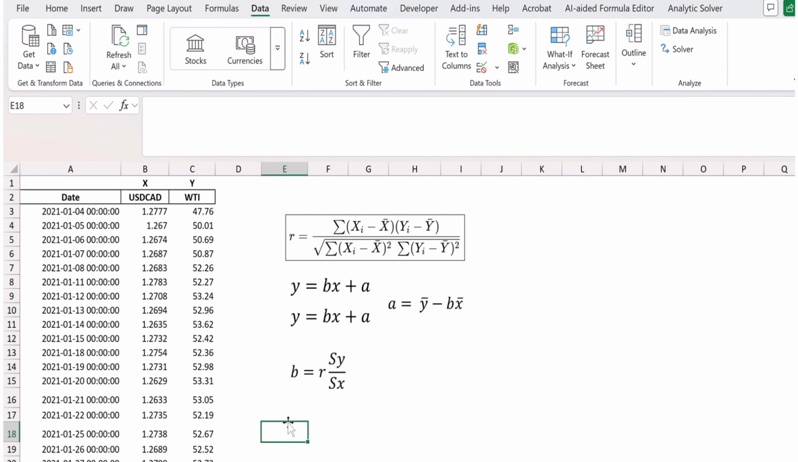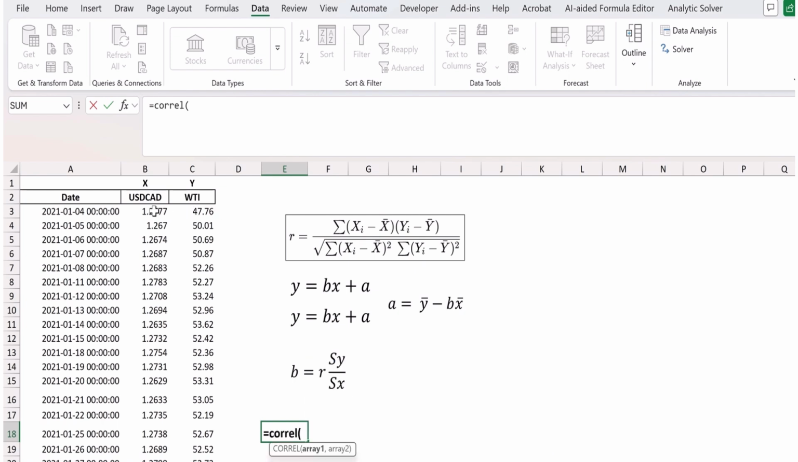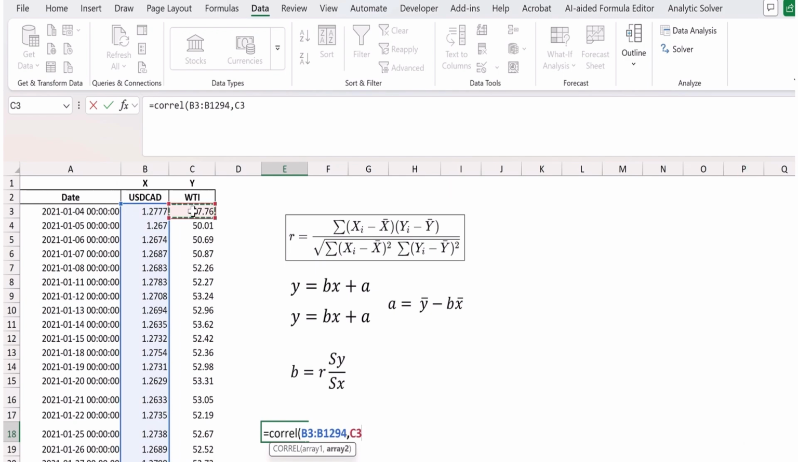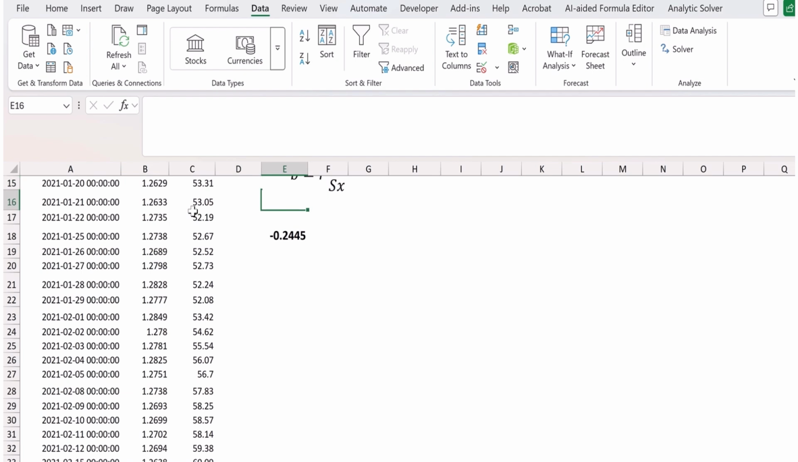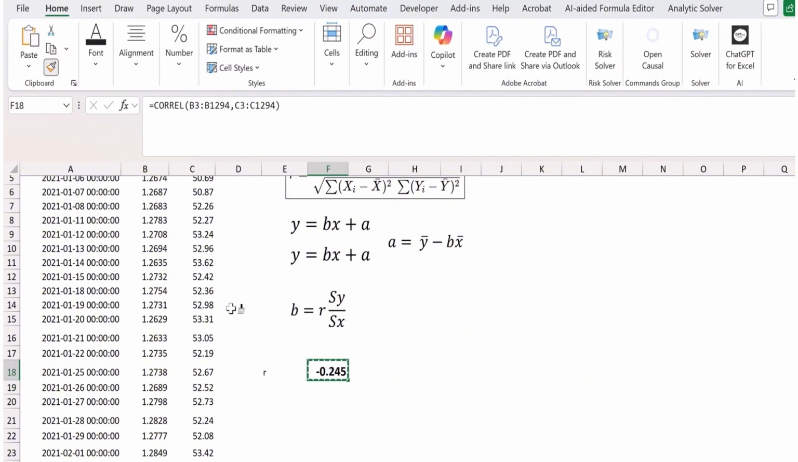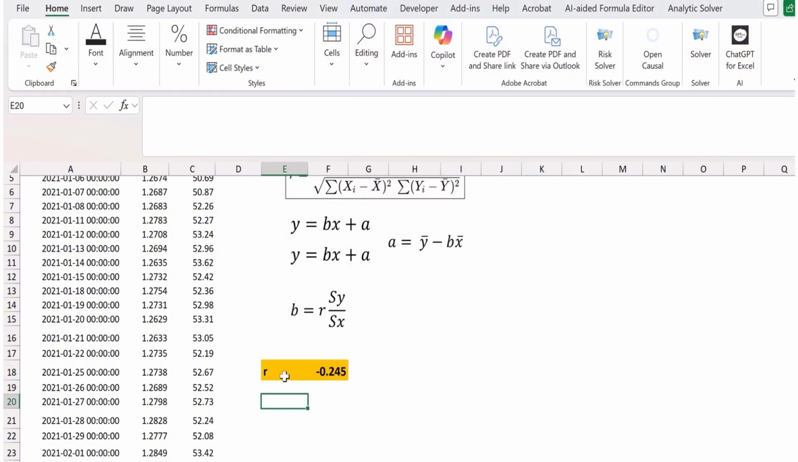The correlation coefficient, we can use Excel to calculate. Correlation will be this array, comma, and this array, and we enter. So we can see, let's move this a little bit to the right. Our R shows a negative relation. That means when one variable goes up, the other one goes down. I will change the color because this is a very significant value.